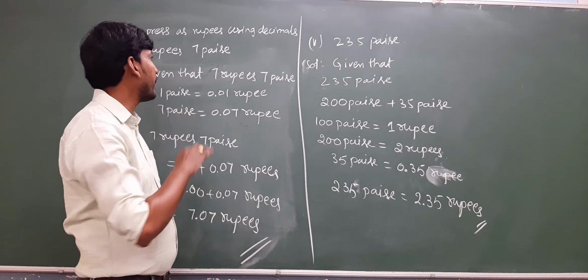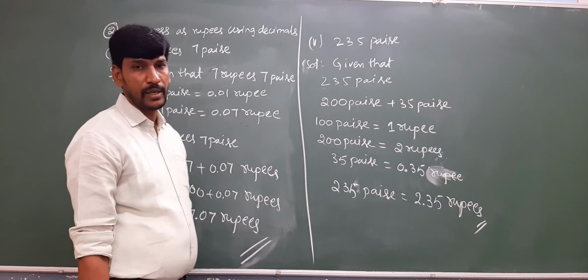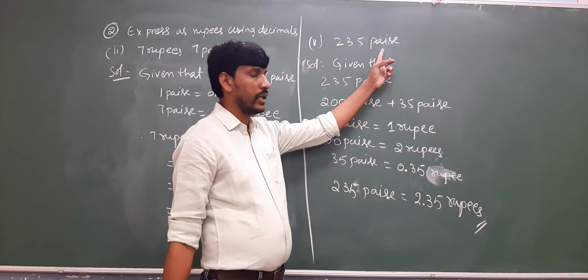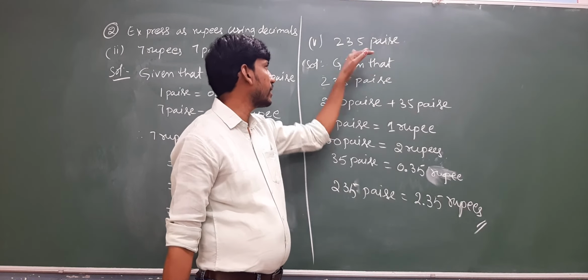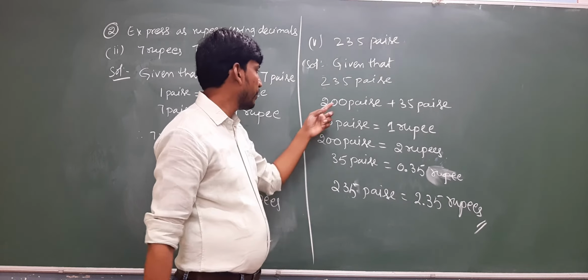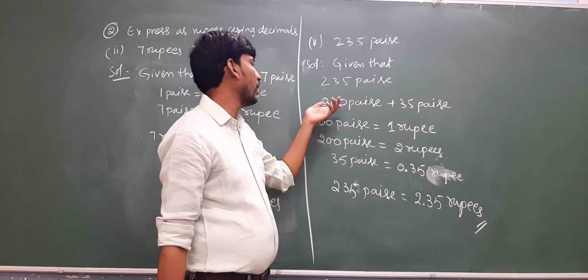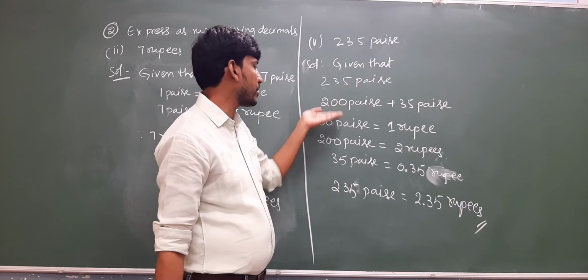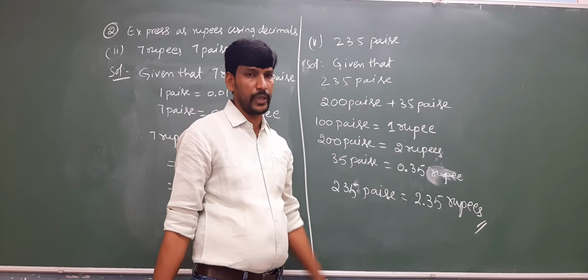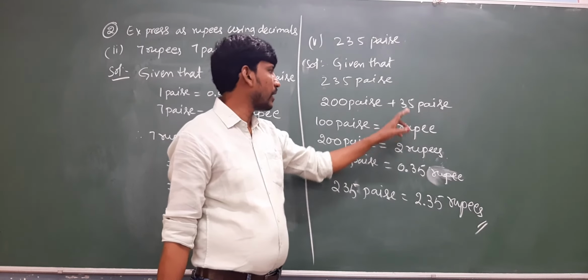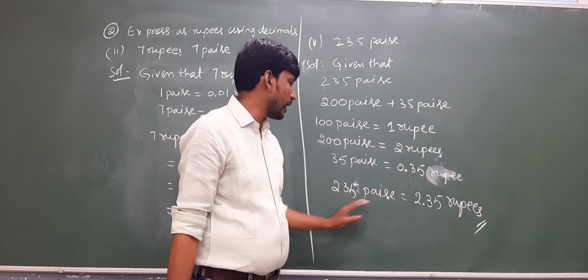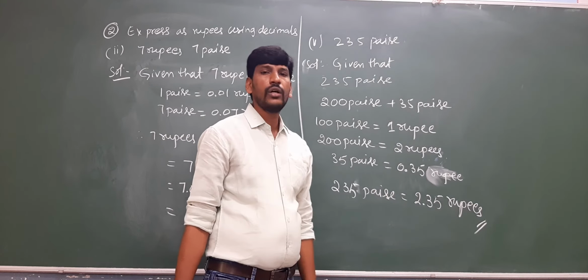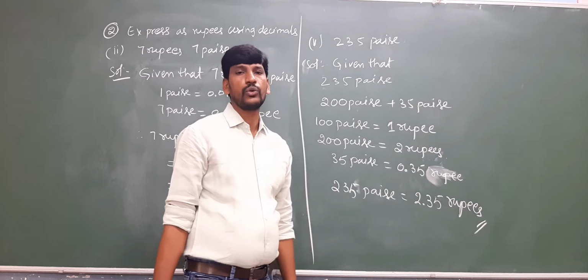Okay, how to convert paisa to rupee by using decimals. 235 paise, they want in terms of rupees. We know that it is 200 paise and 35 paise. This I am going to separate, because we know that 200 paise is equal to 2 rupees. So 2 rupees separately, and 35 paise is nothing but 0.35 rupee. So by adding these two, you will get 2.35 rupees. 2 rupees 35 paise is nothing but that.